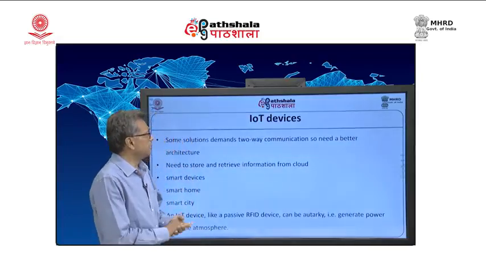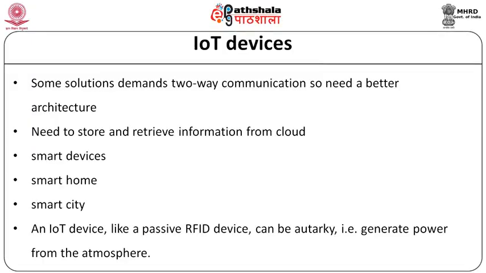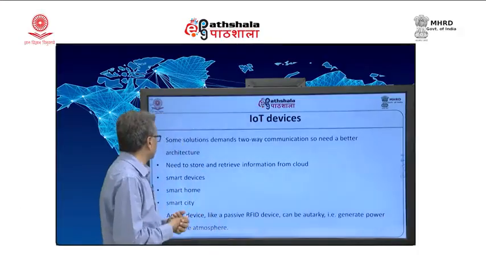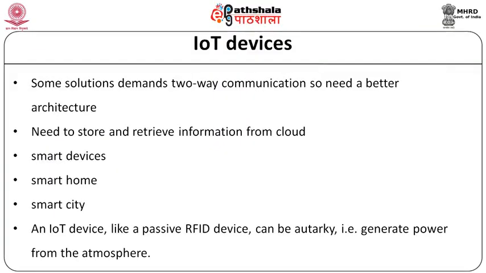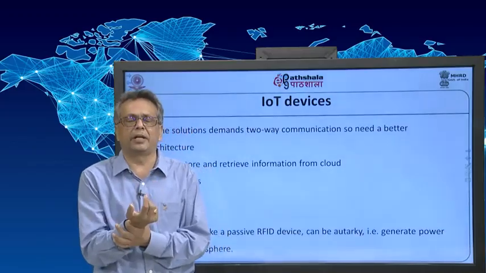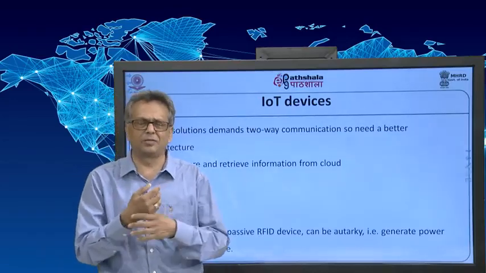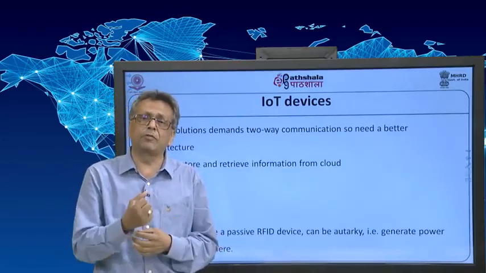Okay. IoT devices are a little better than the home network devices and sensor nodes, and provide two-way communication. That is why they are better. I gave enough examples for you to understand the usefulness of IoT devices. Okay. They can store information in the cloud, and they can take information. They are very smart devices, smart home devices, smart city devices. Okay. They can also generate power. For example, I can have a band here that will monitor my blood pressure and so many other things, and will also be powered from my body temperature.